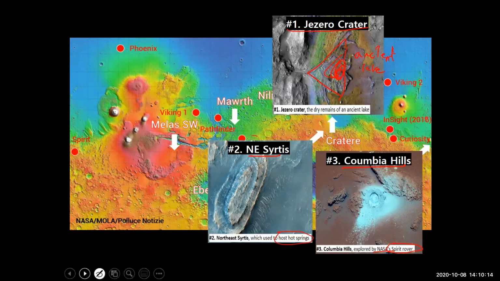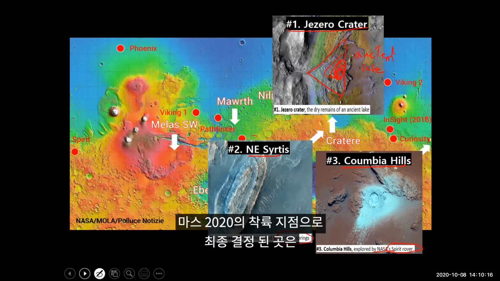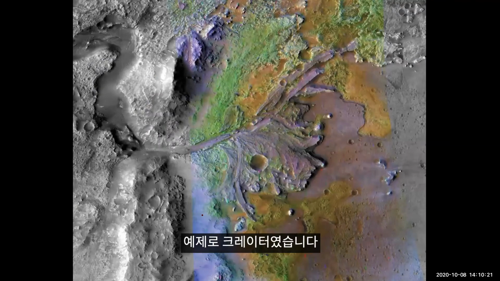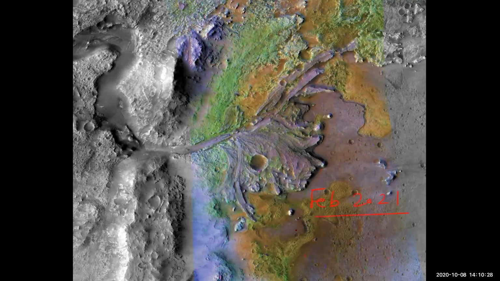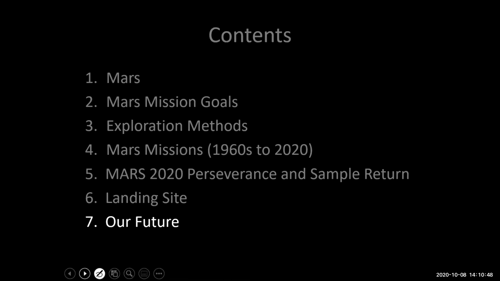So the final landing site for Mars 2020 is the Jezero Crater. Yes. So in February 2021, Mars 2020 will land on this ancient lake's bottom. Okay, lake bed. Here it's going to collect a sample. We are going to bring the sample back to Earth. All right, so our future.